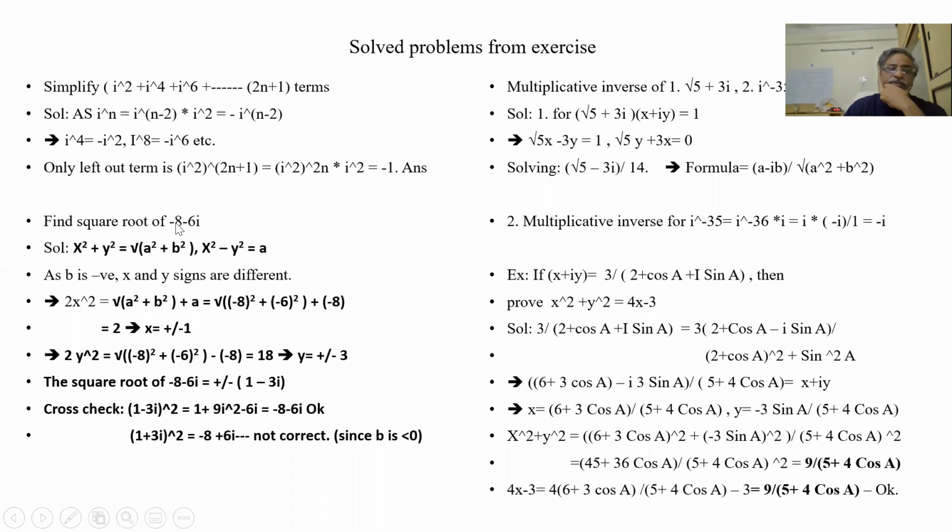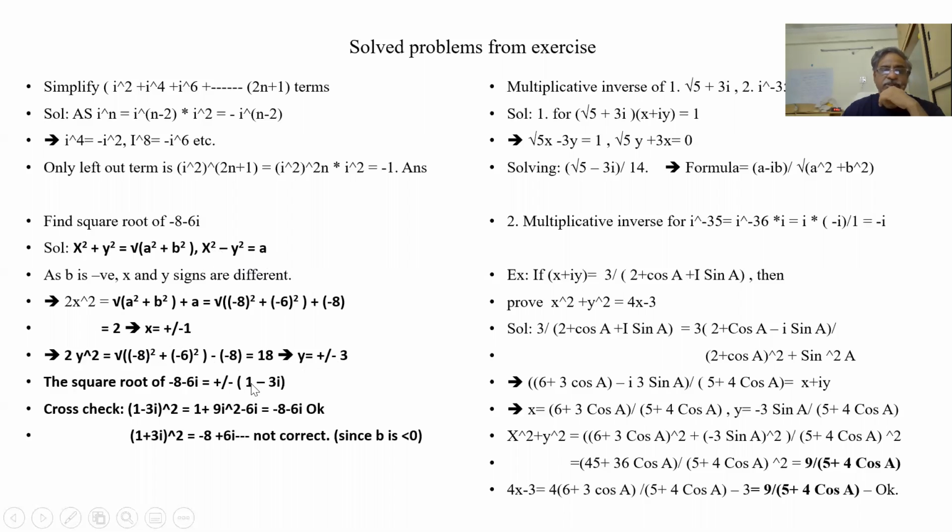Let us see the square root of this. Then we know the square root of a plus ib is given by the root of a square plus b square, and a square minus y square is a. So when I substitute here, adding, 2x square is equal to a plus square root of a square plus b square. So x is equal to plus or minus 1. Similarly, y is equal to plus or minus 3. When I subtract, I'll get 2y square, so root of a square plus b square minus a. So plus or minus 3.